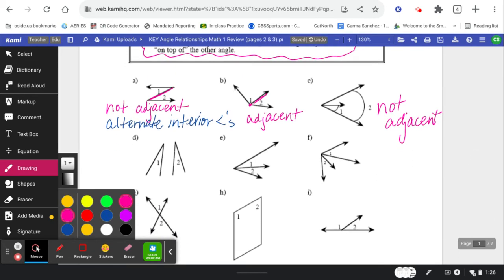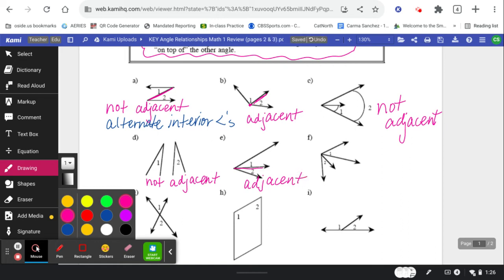Okay, how about these next ones? Do they share a side or a vertex? Nope. Not adjacent. You might look at those and say that those two angles look congruent, but they're not adjacent. Next one, they share a side right here and they share a vertex. These are adjacent.